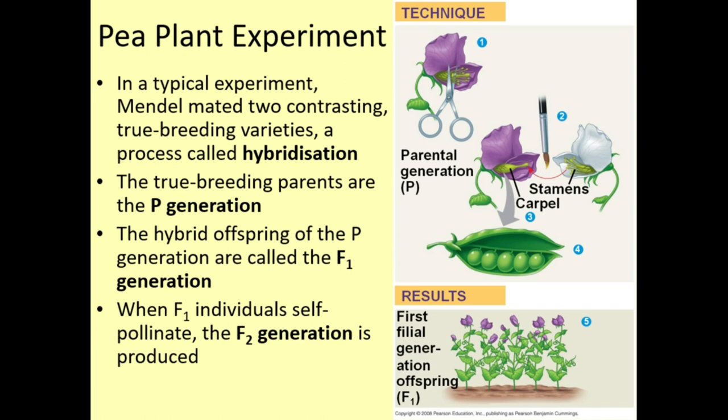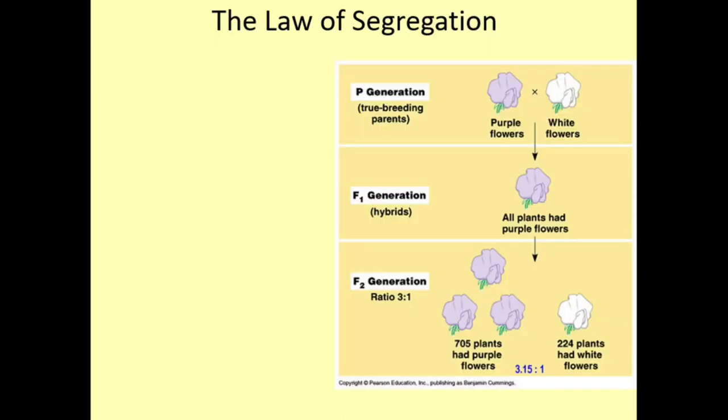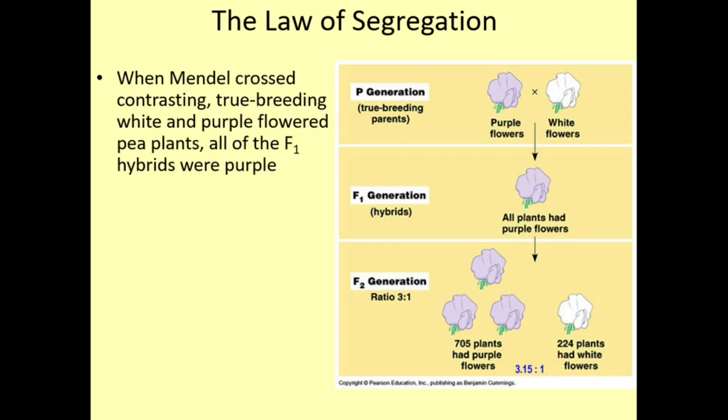So let's start by looking at Mendel's first experiments then, his simplest experiments. And these are what gave rise to the law of segregation. And I've put this in some text, which will be on the next slide, but let's go through the experiment itself first. Just as we saw in the previous slide, Mendel took a true breeding purple flowered plant and a true breeding white flowered plant, and he crossed them. When Mendel crossed contrasting, so purple and white, true breeding flowered pea plants, what he found was that all of the F1 hybrids, so we can see on the diagram here, we're crossing the purple and the white.